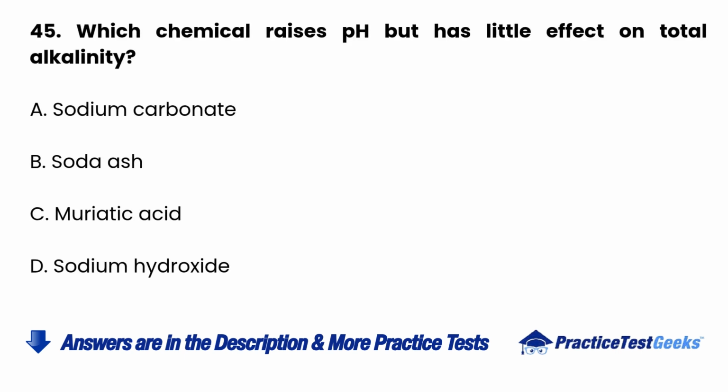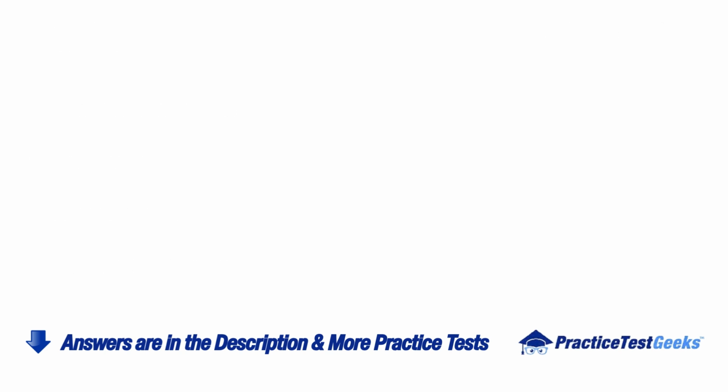45. Which chemical raises pH but has little effect on total alkalinity? A. Sodium carbonate. B. Soda ash. C. Muriatic acid. D. Sodium hydroxide.